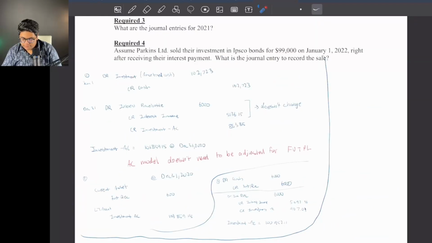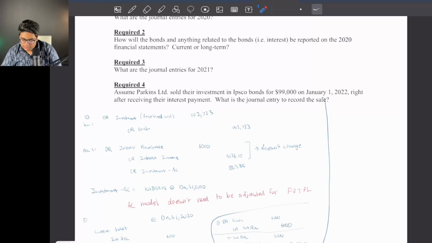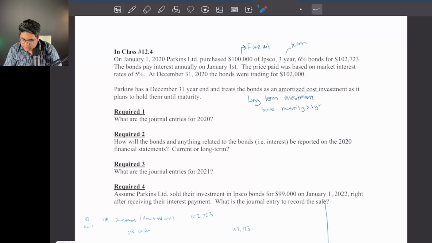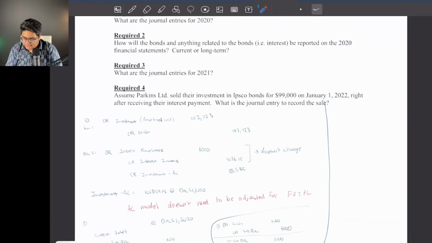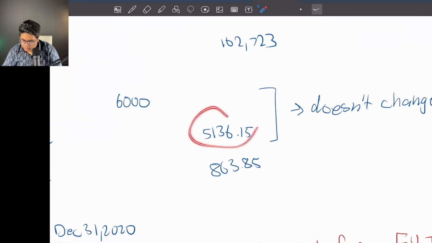And if you remember through the bonds chapter, how we calculate this is the interest receivable, since we're buying at a premium, is always going to be $6,000. And we're going to have two sources of credits, where one of them is the interest income. This is what we would have earned had we invested the $102,723 in the market at 5%. So we calculate this at 5%, which turns out to be 5,136.